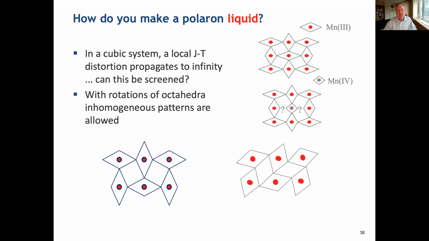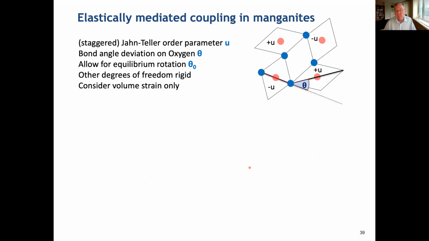If, however, I also allow the octahedra to rotate, I allow inhomogeneous patterns. And I'll be more specific about that at the moment. So in a situation like this, where the octahedra are free to rotate, I can actually make much more complex patterns at lower energies and therefore explore the entropy associated with these phases at a finite temperature. So let me turn this now into a toy problem before I turn it into a real problem.